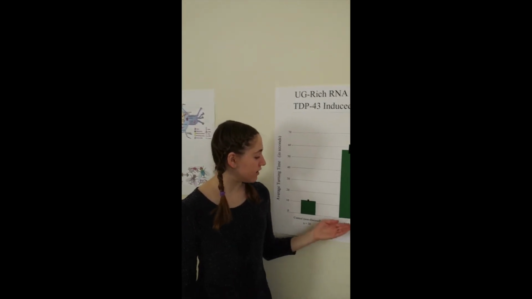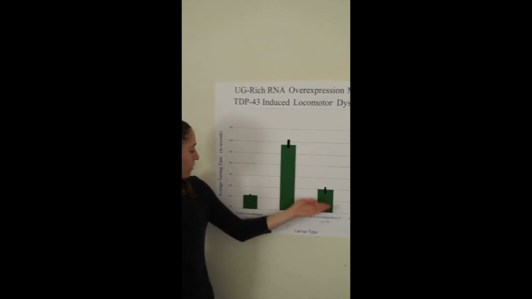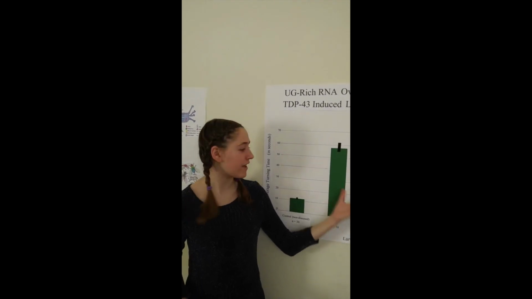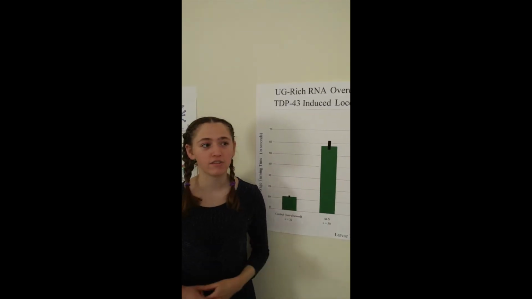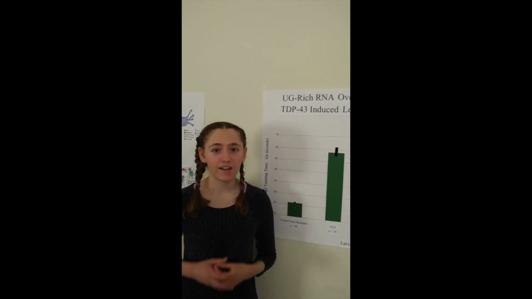Since the turning time for the ones with ALS was nearly a minute and these were 20 seconds, there is clearly a statistically significant difference between these 2 values. Therefore, I concluded that overexpressing UG-rich RNA in flies with ALS did restore locomotive function.